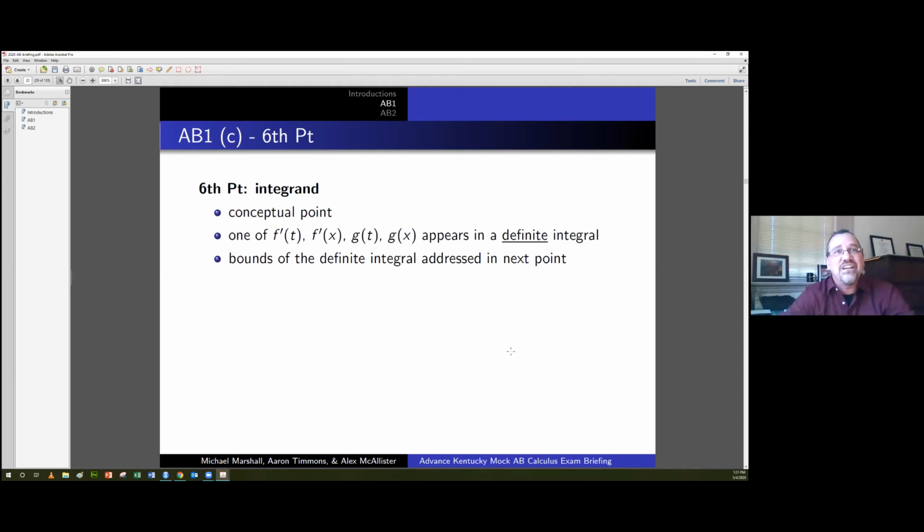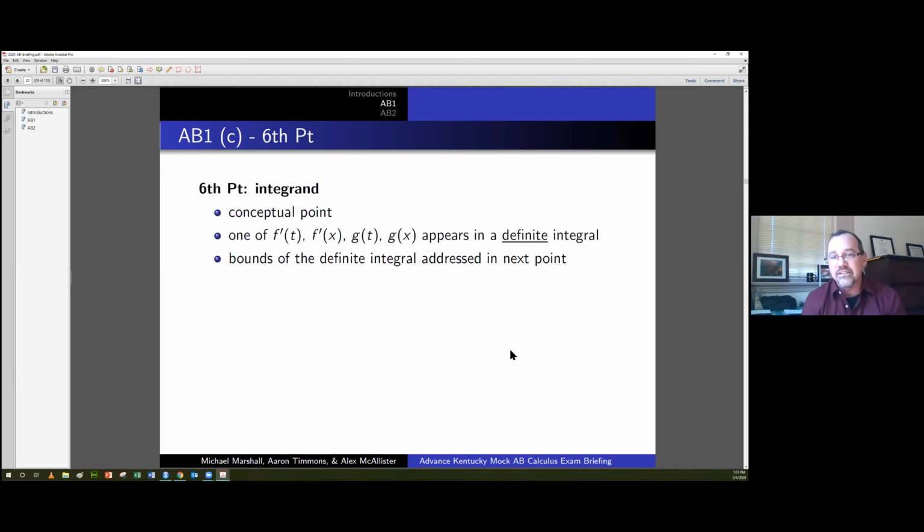So I already mentioned this integrand point, it's a conceptual point. We'll be looking to see one of f prime of t, f prime of x, g of t, g of x appearing in a definite integral. We've already talked about how g and f prime are synonyms, so we'll let them use either one of those function names. Having x as a dummy variable in the integral, when we're probably going to be looking at a limit of x, I share the concern about multiple uses of x, but this is another place where we're going to read a little more gently with the student, maybe tilt our head a little sideways when we look at that x, to turn it into a t, but we're going to allow either one of those in how we read this conceptual point.